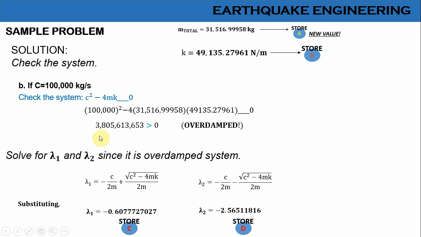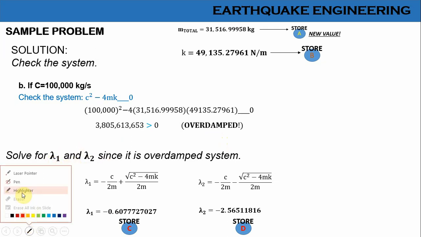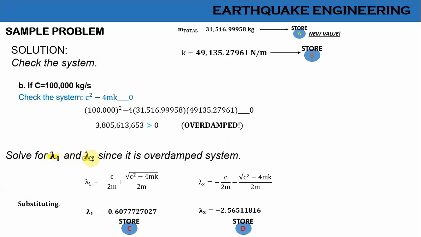We have 3,805,613,653, which is more than 0. So, therefore, it is overdamped. Overdamped. Now, if overdamped, case number 3. We have 2 lambdas. Right? So, we need to solve for them. Okay, solve for lambda 1 and lambda 2. So, lambda 1, this one, and lambda 2, this one. So, if you substitute the values, we will get this one.